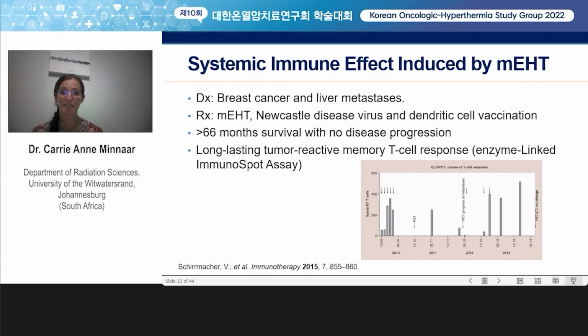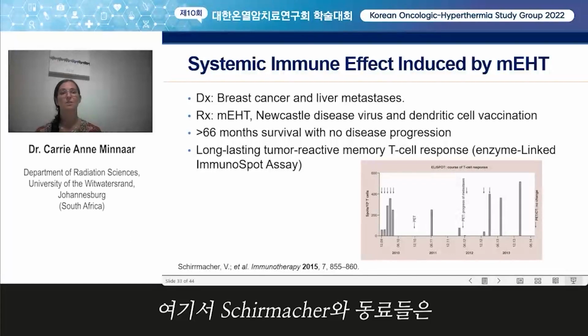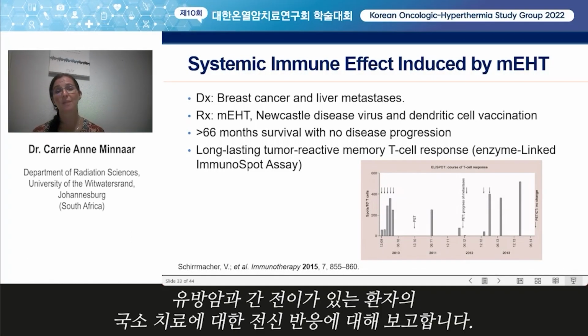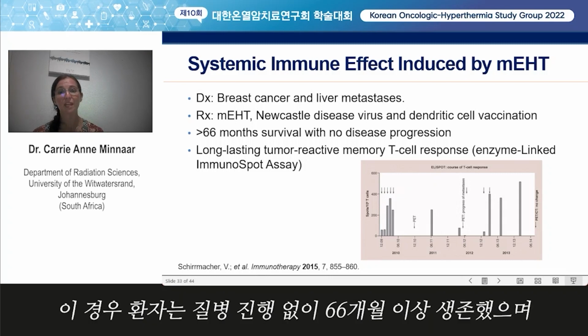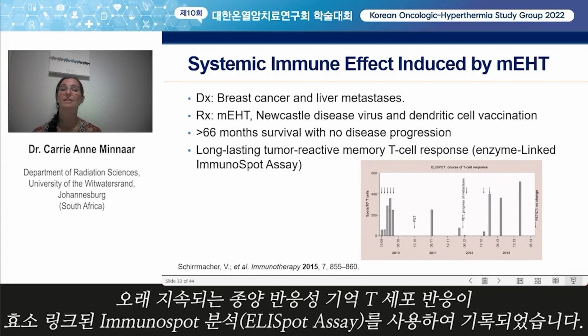This next slide shows Schumacher and colleagues reporting on the systemic response to localized treatment of a patient with breast cancer and liver metastases. This patient was treated with local MEHT as well as Newcastle disease virus and dendritic cell vaccination. In this case, the patient reportedly survived for 66 months without disease progression and with a long-lasting tumor-reactive T-cell response. This was documented using the enzyme-linked immunospot assay.